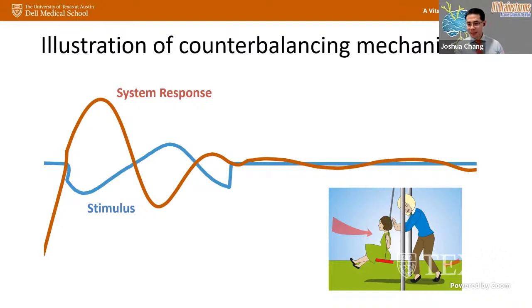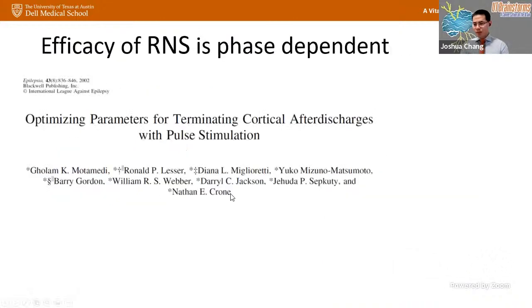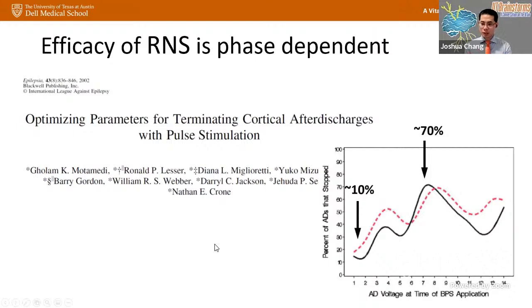And so this is why timing is important, right? Because if you're off, if for instance, this negative portion of the stimulus comes at the wrong time, you may potentially exacerbate the system and kind of cause worse seizures or worse oscillations to occur. And this is actually something that is being seen in the literature. This was in 2002, specifically looking at after discharges or seizure-like activity. And what they found is that depending on what time the stimulus is being given, sometimes you'll have 70% success, other times you'll have 10% success. And this is, again, the phase dependency of when the stimulus is being given.